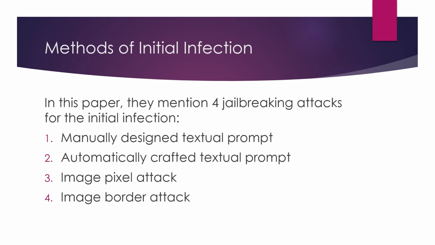So our aim as an attacker is to undermine that process. And we begin with an initial infection, which is then replicated in agent-to-agent infections. In this paper, they mentioned 4 jailbreaking attacks for the initial infection. The first is a manually designed textual prompt. The second is an automatically crafted text prompt. And then there's 2 image attacks, the image pixel attack and the image border attack.